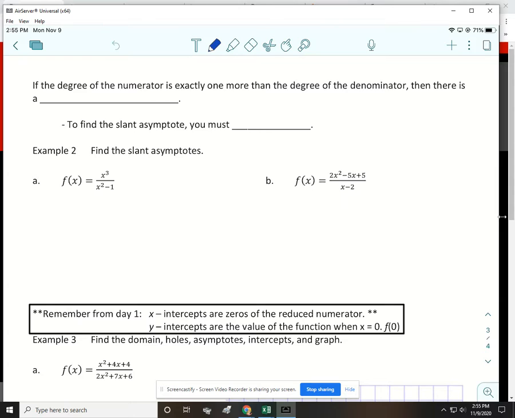If the degree of the numerator is exactly one more than the degree of the denominator, there is a slant asymptote. To find the slant asymptote, you must divide. So you're dividing the numerator by the denominator. Sometimes you can do synthetic division and sometimes you can't, so sometimes we will have to do long division. It depends on what your denominator is.